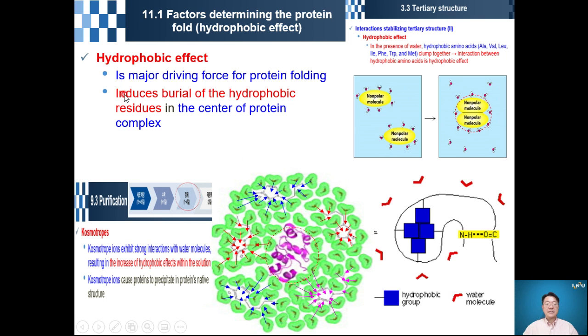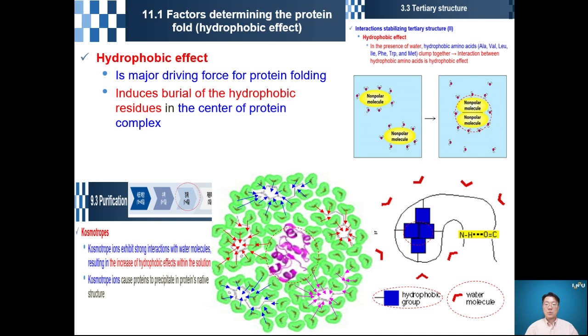And also it can induce the barrier of the hydrophobic residue in the center of the protein complex. For example, this is a polypeptide. This is the hydrophobic amino acid residue, like this, and this is water. So the hydrophobic effect induces the barrier of the hydrophobic residue in the center of a protein complex.